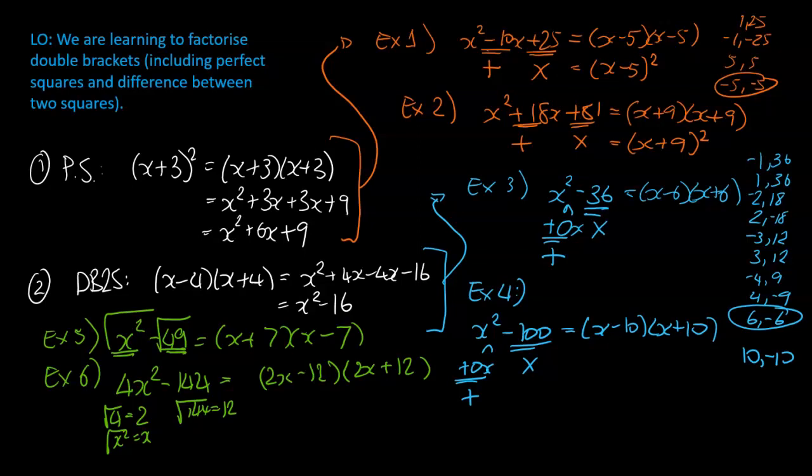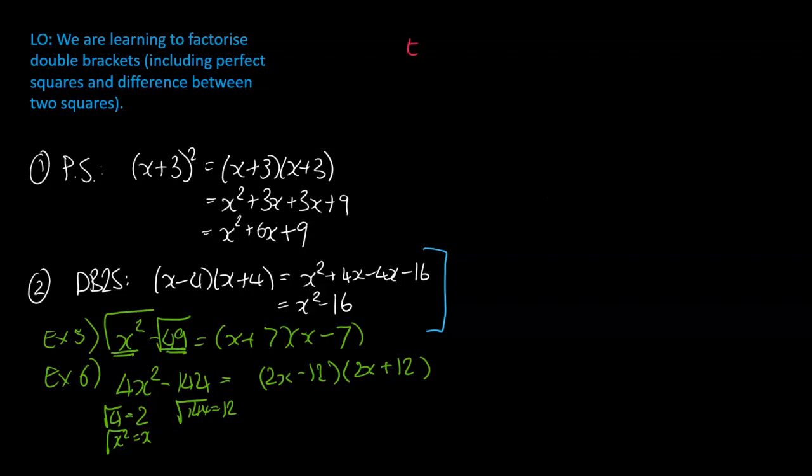What I'm going to do is I'm going to pause. We're going to go through 2 or 3 really hard examples, the hardest ones I can think of, and then we'll have heaps of practice. So we're going to have a look at example number 7 now. Change pen color because they're going to be next level. So let's say we've got 81x squared minus 16y squared.